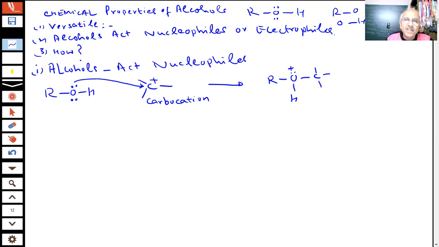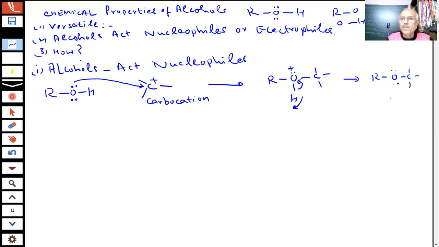But once this becomes positive, student, oxygen is an electronegative element and oxygen is not happy with a positive charge, so it needs electrons to neutralize this positive charge. And what it will do, it will take these electrons from here, and once it does that, what will happen? H plus will leave. And what will happen, student? What you are getting is ROCC. You are getting this compound now.